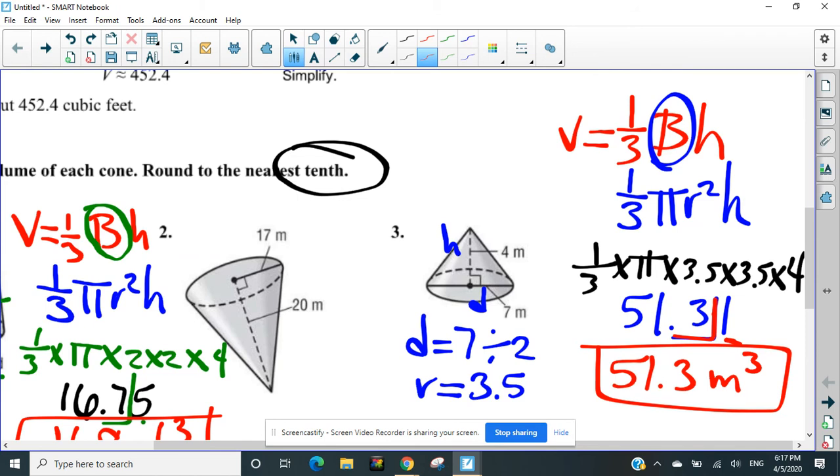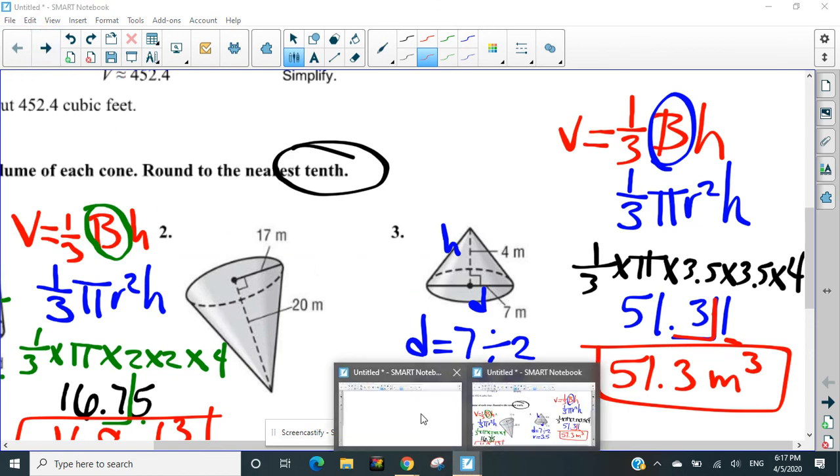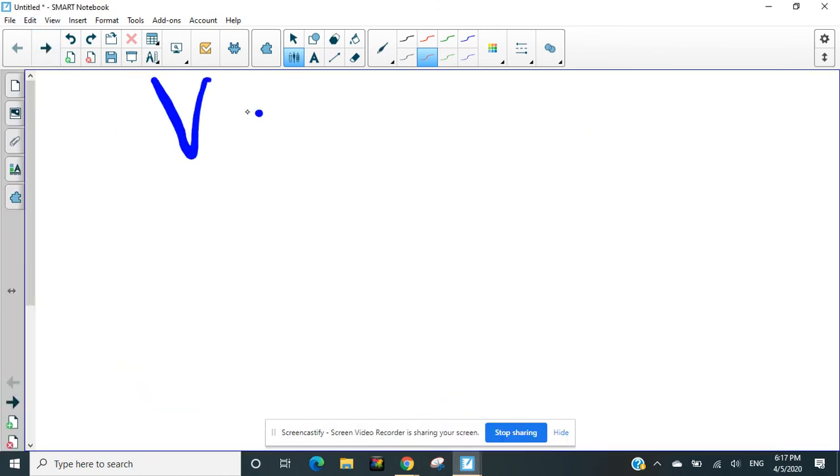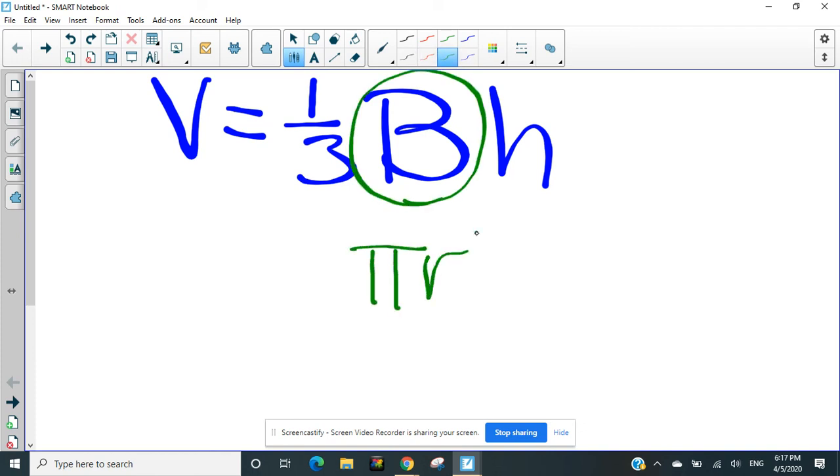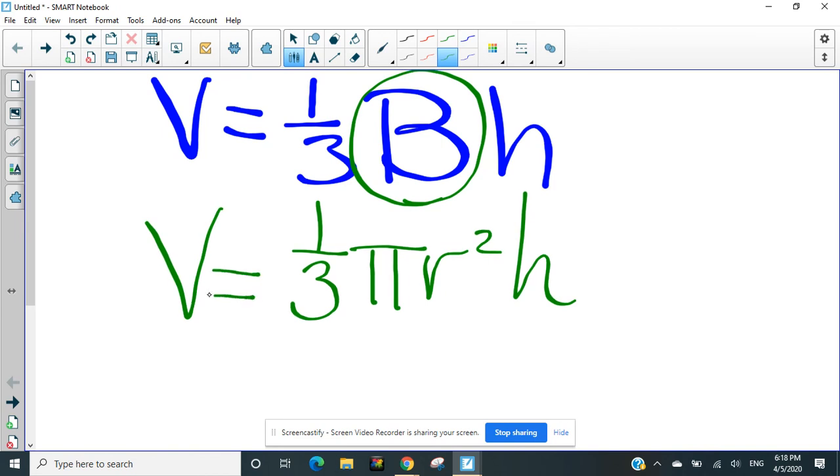Okay, guys, so don't forget the formula that we're going to be using today for cones is going to be volume equals 1/3 area of the base times height, where capital B represents pi r squared, times height, times the 1/3 altogether. Don't forget to use calculator pi.